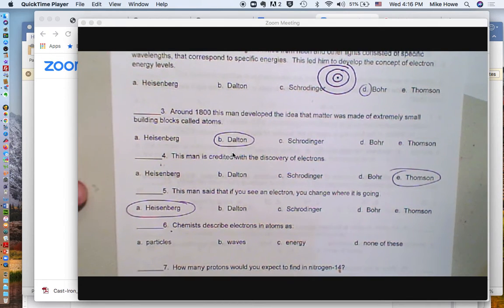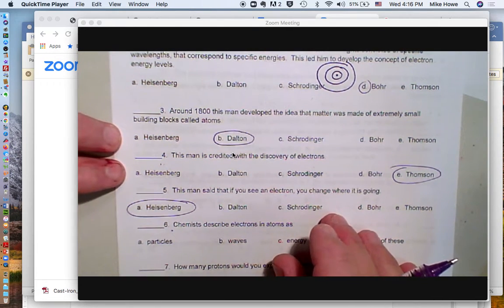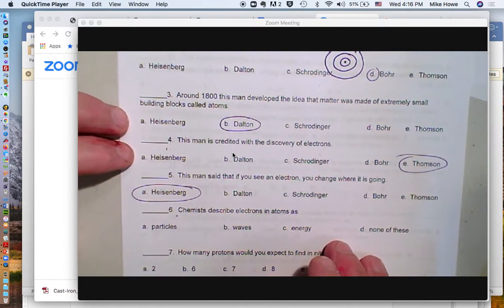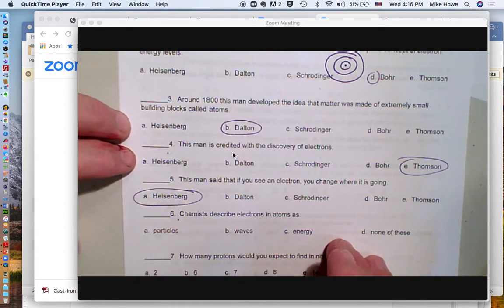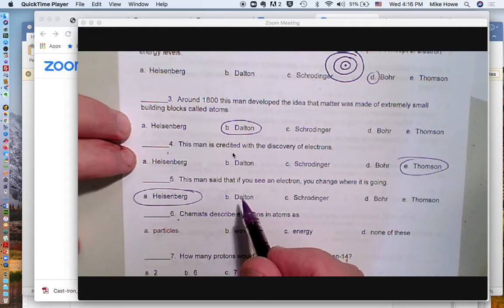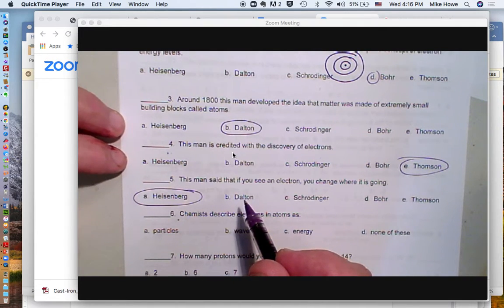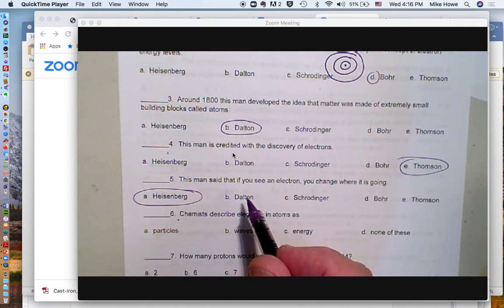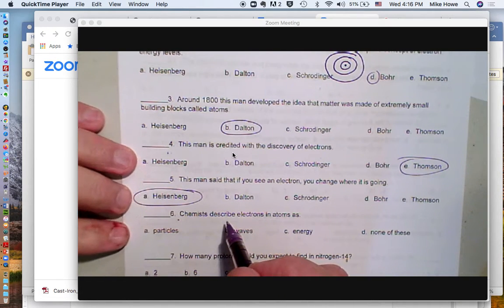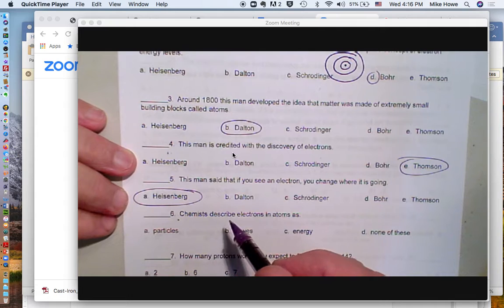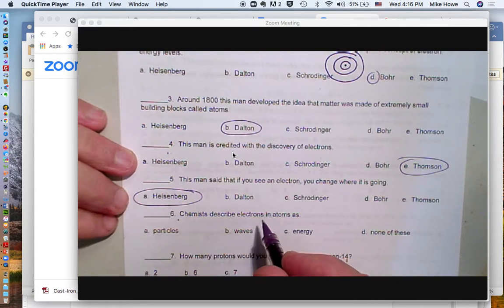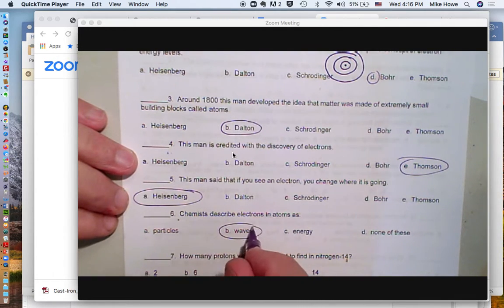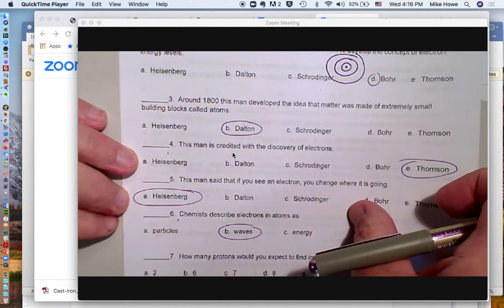I didn't put de Broglie on there. Remember, we calculated the wavelength of a duck and learned that matter can have a wavelength. And the wavelength of normal matter is not important, but the wavelength of an electron is important, it's significant. So I've already alluded to the answer to number 6, that chemists describe electrons in atoms as waves, not particles.